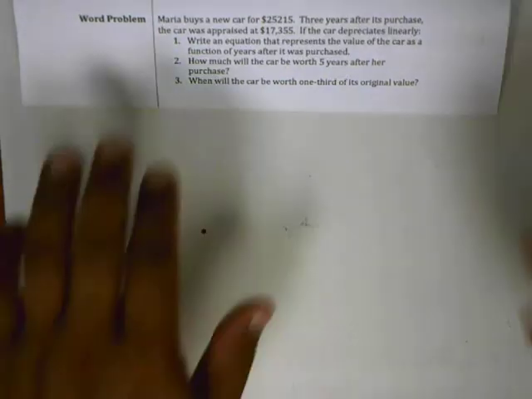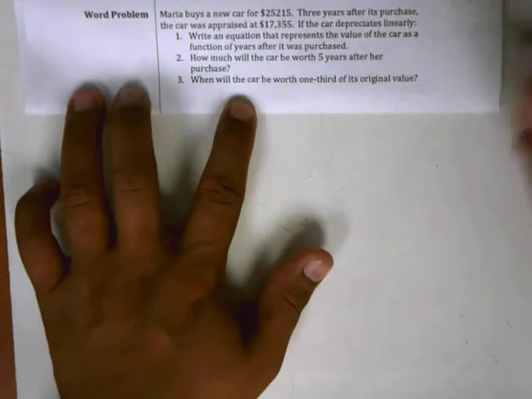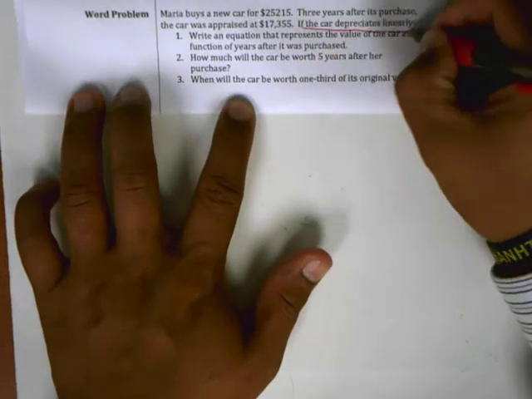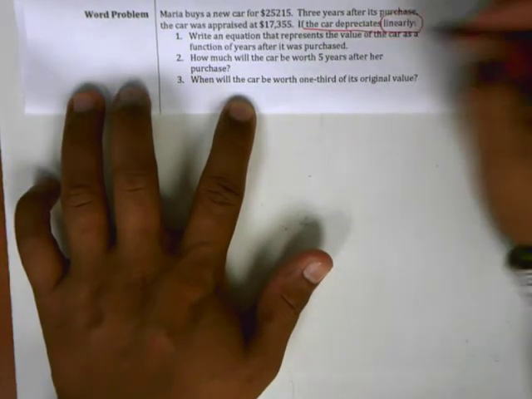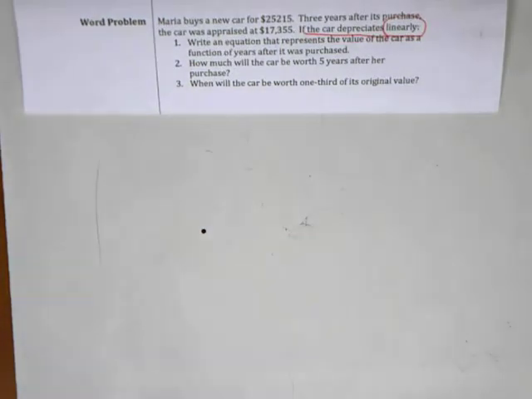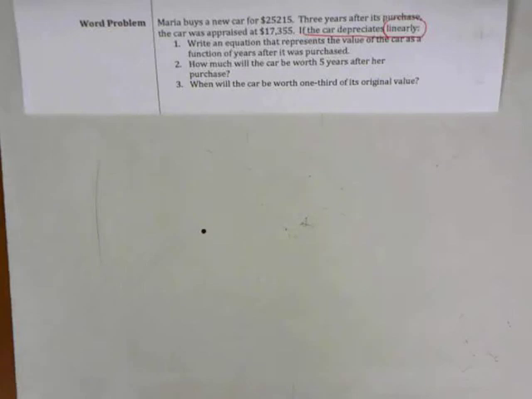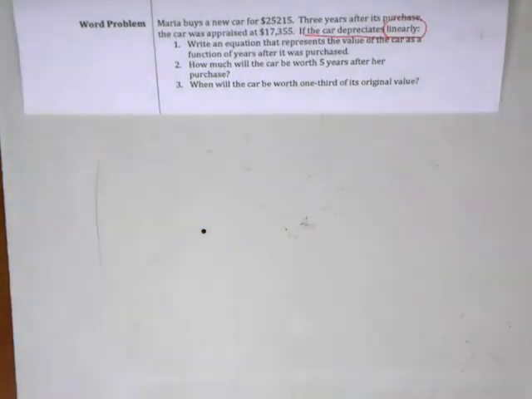So one thing to note here, and this is probably the most important part, is that the problem gives us that the car depreciates linearly. And linearly is important, because it means that this function of its price can be fit on a straight line, on a linear graph, and we can treat this as a problem using slope and y-intercept. So let's try to answer the first question here, where it says, write an equation that represents the value of the car as a function of years after it was purchased.